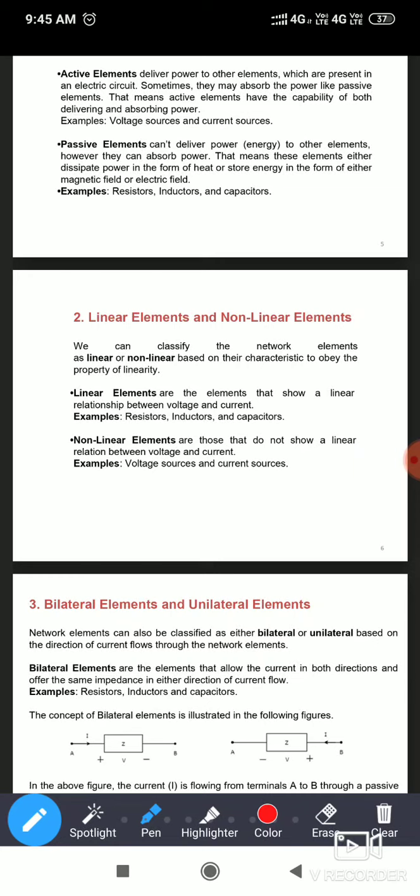Here examples are voltage sources and current sources. If you are plotting a voltage source with respect to time, either it is constant, or it is decreasing, whatever it may be, but it is not a straight line passing through origin. So these all fall under non-linear elements. Especially we are dealing with linear elements throughout this chapter.